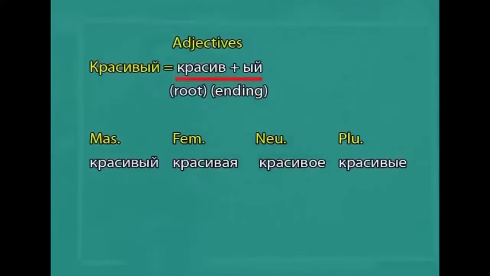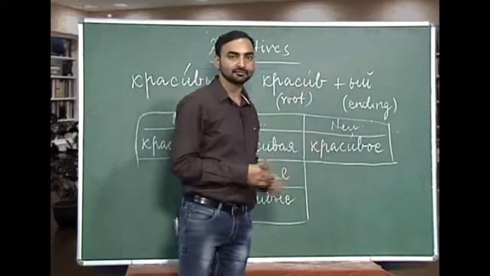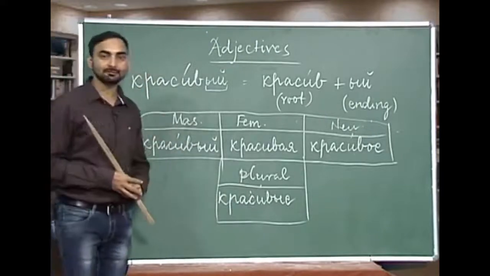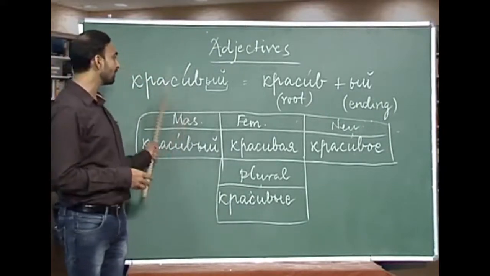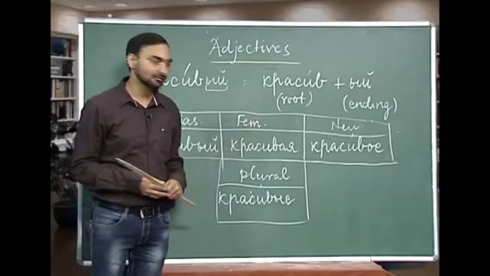So, what happens is whenever we change its form, the root remains the same and the ending changes. For example, if the noun is masculine, for example, dom, dom is a masculine noun. So, which form of krasivi will you use? The masculine form of krasivi is krasivi only. Krasivi dom, a beautiful house.